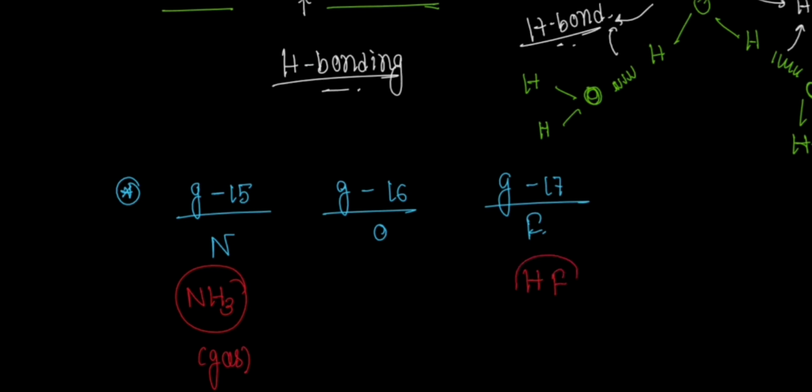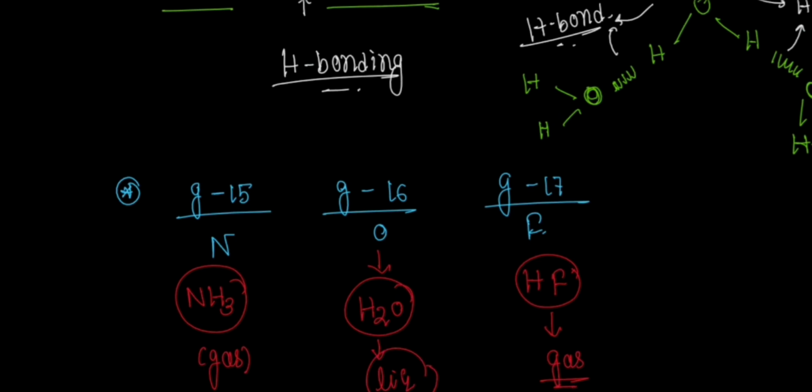Hydride of fluorine, HF. What's the state of this? That's a gas. Once more, HCl, that's a gas. HBr, that's a gas. But when you talk about the hydride of oxygen, water, this is a liquid. How is it possible? If the previous hydride as well as the later hydride are both gases, then how can water be a liquid? This is a very good question, isn't it?